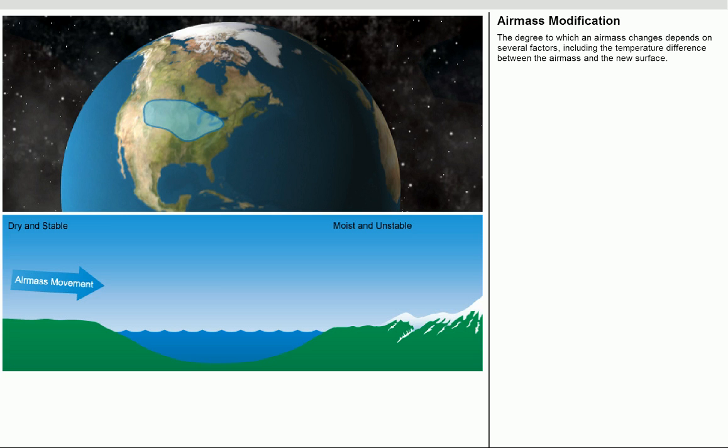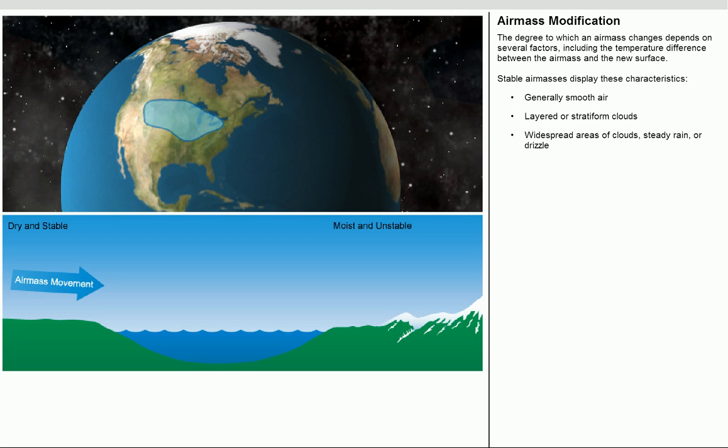If the temperature between the air mass and the surface below are similar, and the air mass encounters no additional moisture, the air mass remains stable. For example, a continental polar air mass moving out of Canada in early winter remains dry and stable as it passes over land that displays characteristics similar to its source region. Stable air masses display generally smooth air and layered or stratiform clouds.